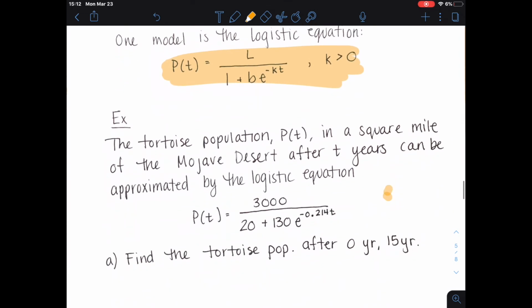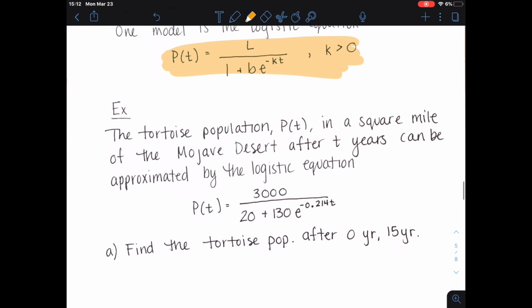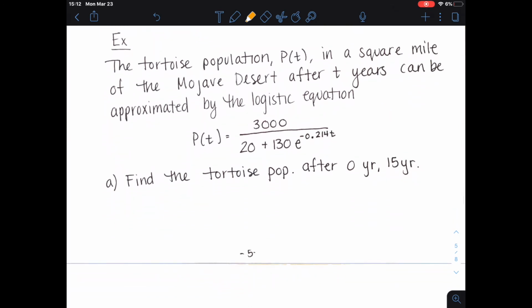So let's look at an example. We've got a tortoise population in a square mile of the Mojave Desert. So this population is P of t. You can measure how many tortoises are in this location after t years by this logistic equation.